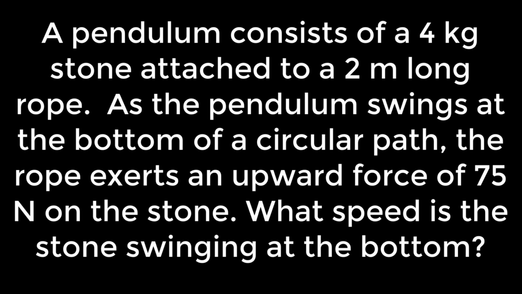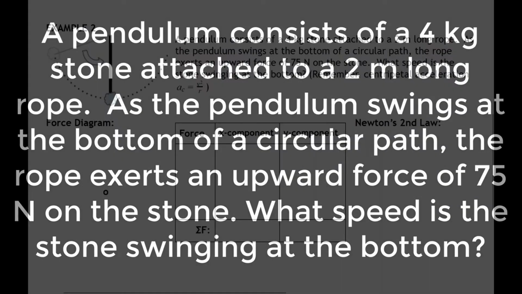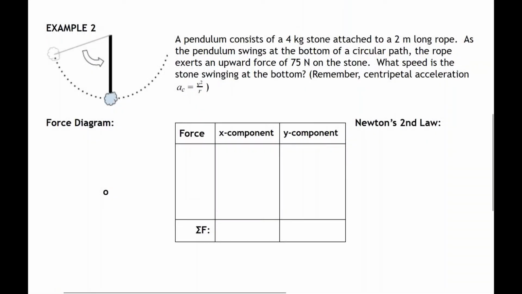A pendulum consists of a 4-kilogram stone attached to a 2-meter long rope. As the pendulum swings at the bottom of a circular path, the rope exerts an upward force of 75 newtons on the stone. What is the speed of the stone swinging at the bottom? As always, that starts with a force diagram.